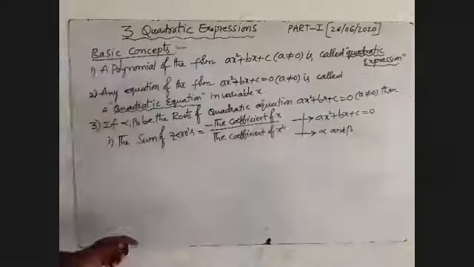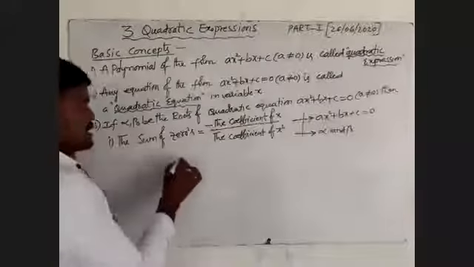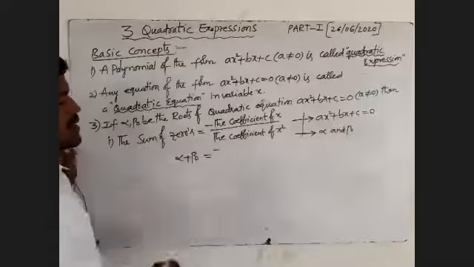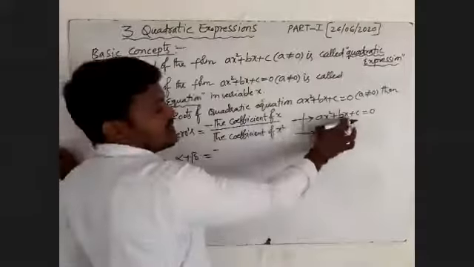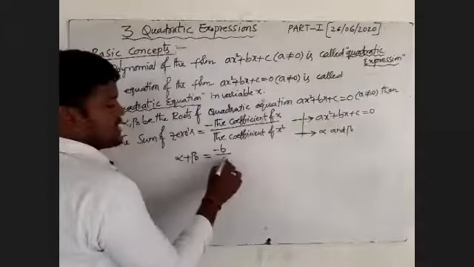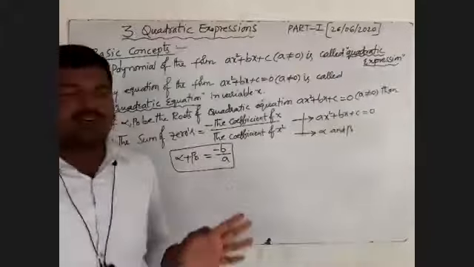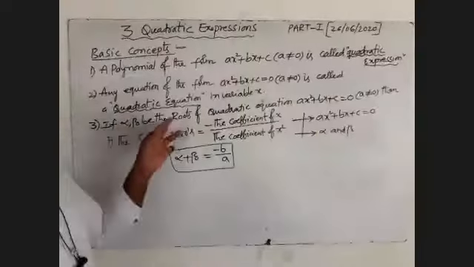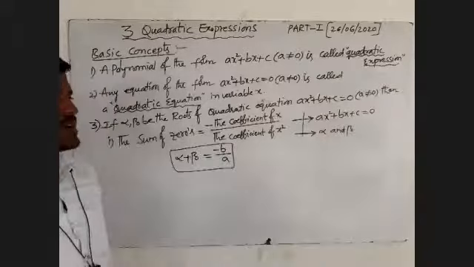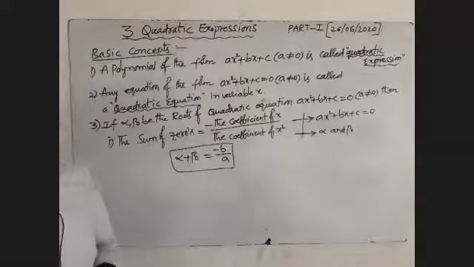Sum of zeros: one zero is alpha, another zero is beta, so alpha plus beta is equal to minus the coefficient of x, which is b, by the coefficient of x square, which is a. So alpha plus beta is minus b by a. This is most important. If alpha comma beta are the roots of the quadratic equation ax square plus bx plus c equal to 0, then the sum of zeros alpha plus beta equals minus b by a.